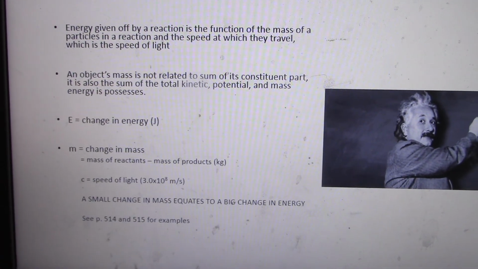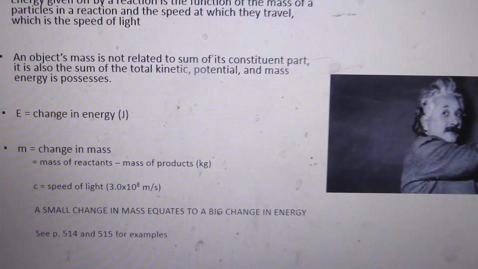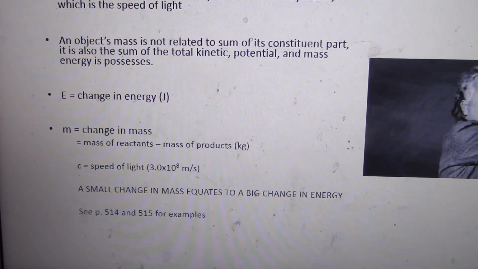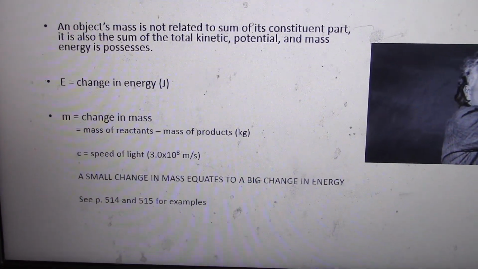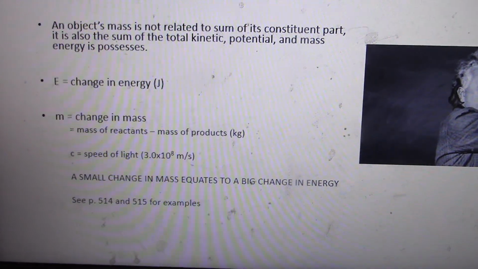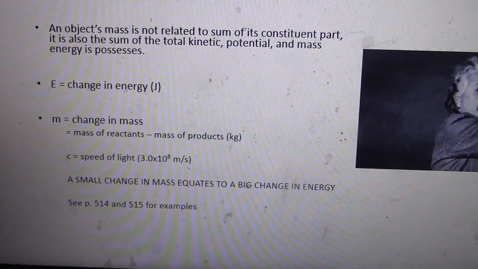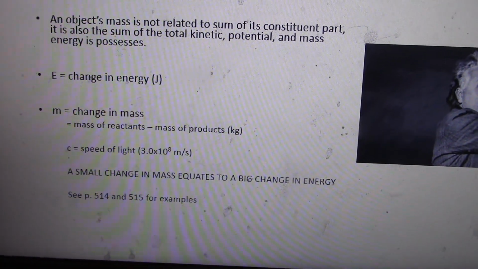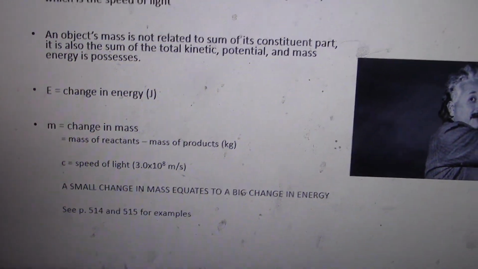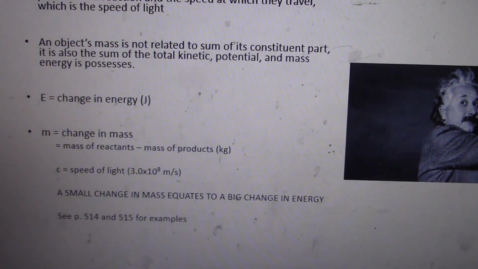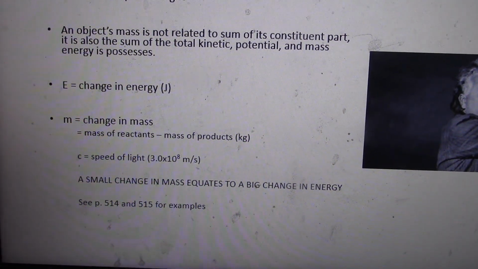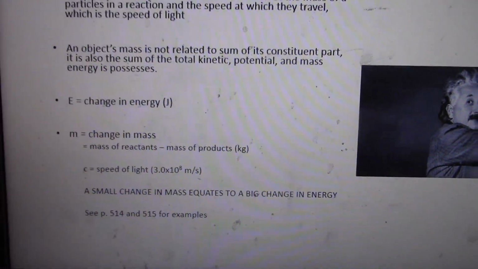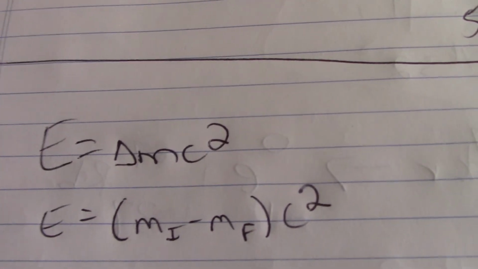So energy can't be created or destroyed, and mass can't be created or destroyed. But mass can be converted directly into energy. Even if the mass changes with the reactants, all of that can be quantified by how much is converted to energy. So a small change in mass equates to a big change in energy because the speed at which the particles are converted to energy is a really big deal. Okay, so E equals delta m c squared. This isn't a super hard equation, but it is quite nitpicky.